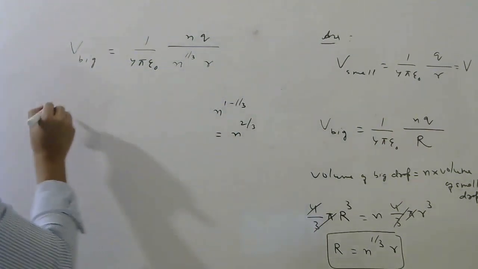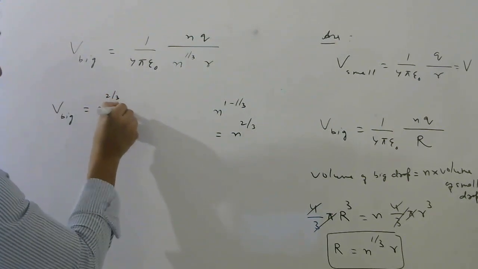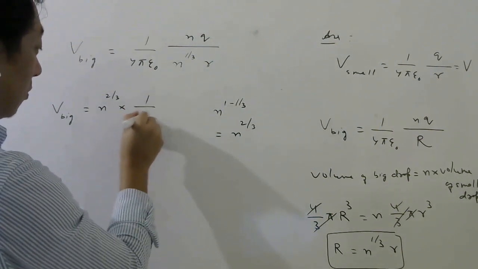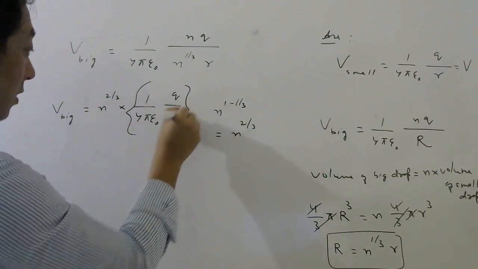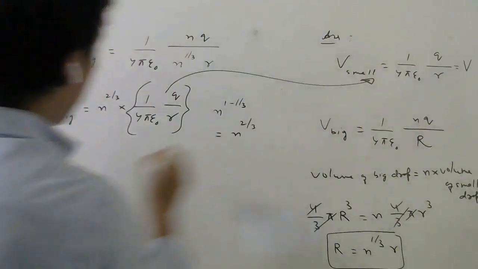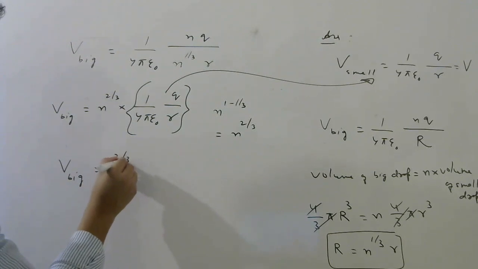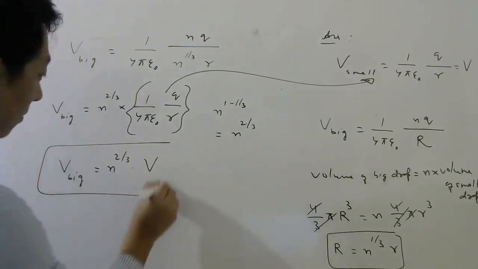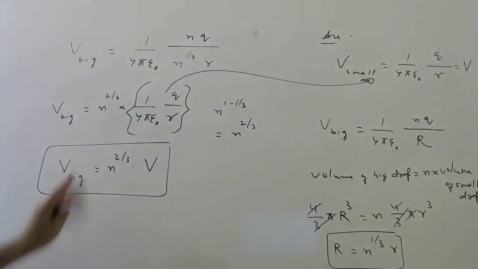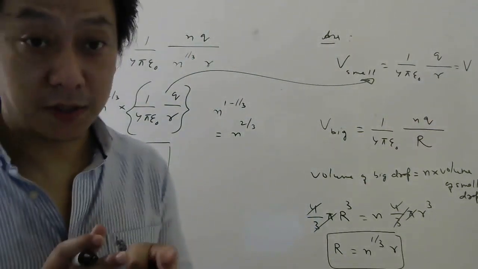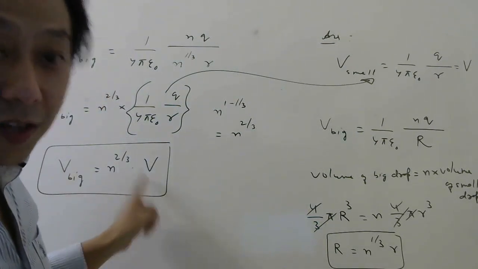Correct? Okay, so the potential of the big drop will be n power 2 by 3 into what is left, 1 by 4 pi epsilon naught small q by small r. Now look carefully. What is this? This is the potential of the small drop. So the potential of the big drop will be n power 2 by 3 into the potential of the small drop. And the potential of the small drop was given as V. Understood, students? So if you know the number of drops, then you can easily find the potential of the big drop in terms of the potential of the small drop.